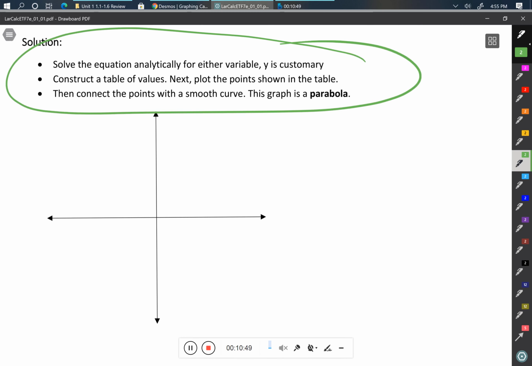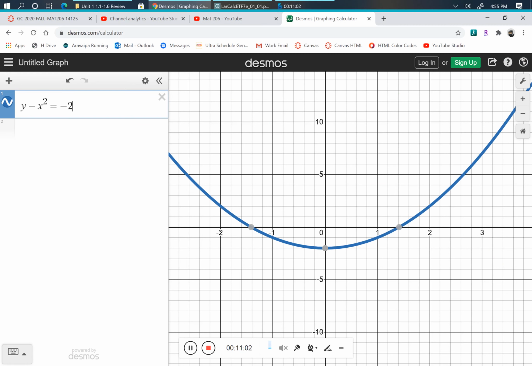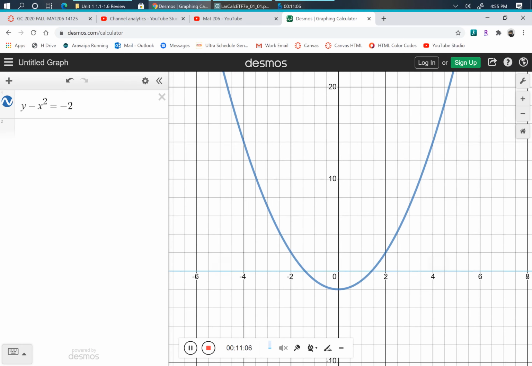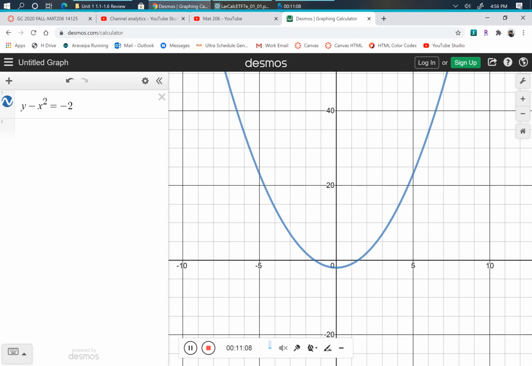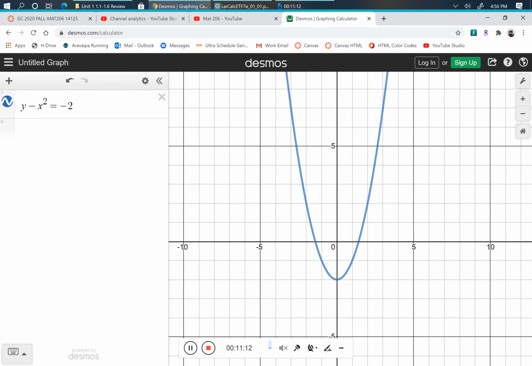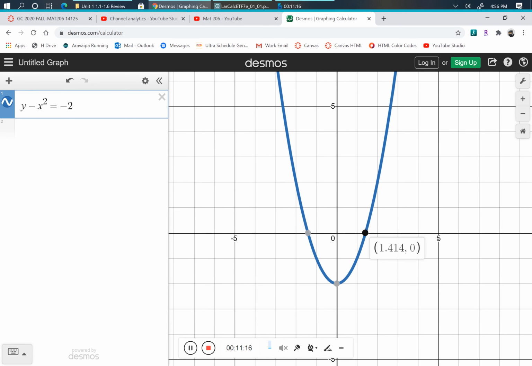I'm doing things by hand. That's how I do it. If I wanted to graph this thing using some sort of technology, I could come over here and graph it. I have y minus x squared was equal to negative 2. Okay? And then I can change the horizontal scale, zoom in, zoom out, make this thing look how I want it to look by showing the parts of the graph that I want to show. Represent the things that I need to represent, and go from there.